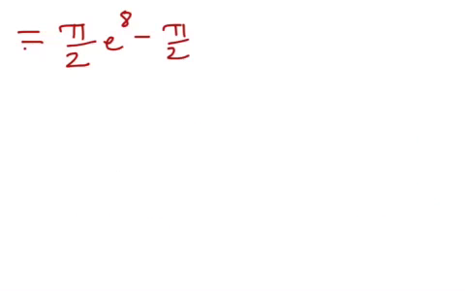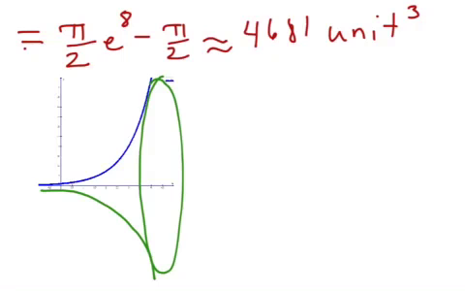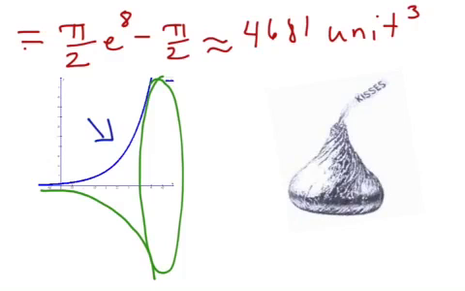If you want an approximation, you can use your calculator and find out that this is approximately equal to 4,681 cubic units, or units cubed. We don't really know what the units are. And if we look back to our graph, you can see the volume of our graph would be 4,681 cubic units, whatever it is. This graph, if it's a solid, looks something like a Hershey's Kiss.